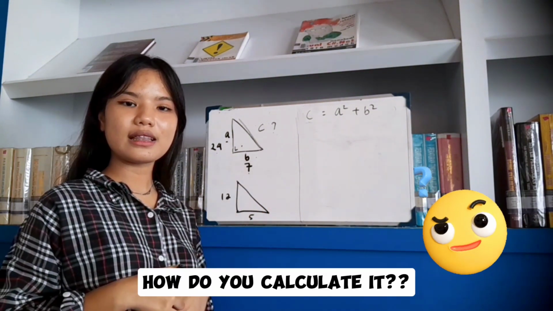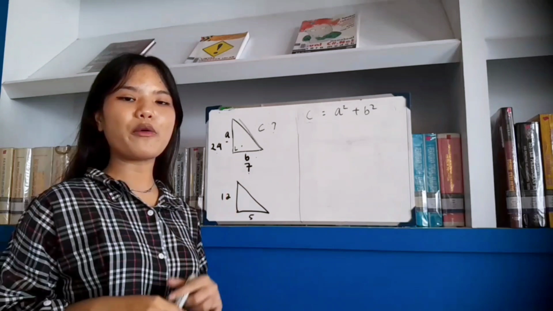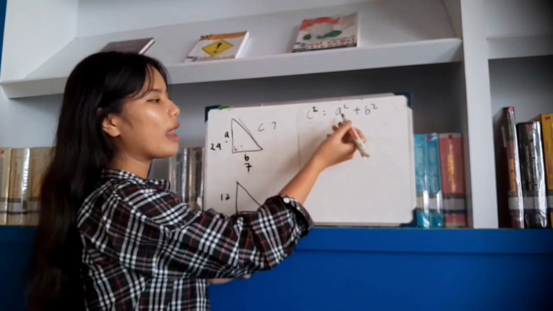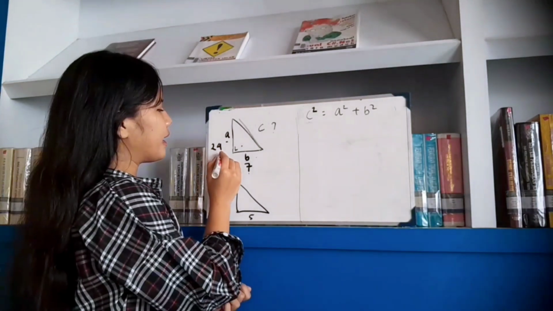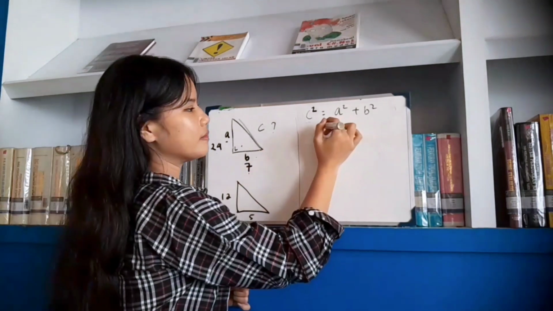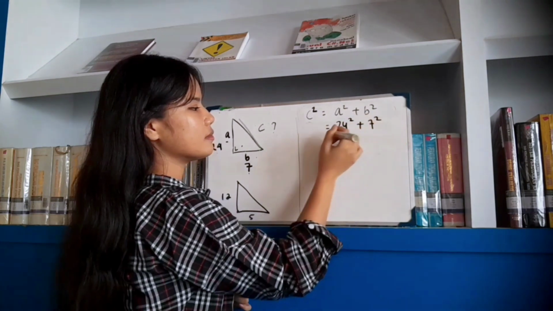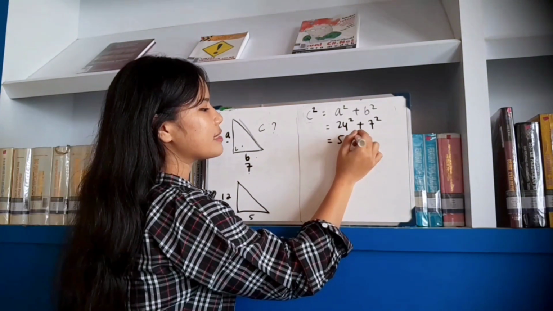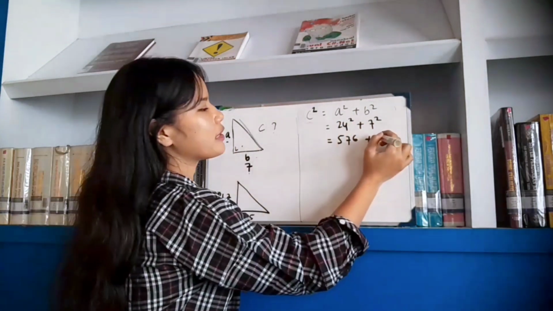How do you calculate it? It's very easy. You just have to memorize the formula: C squared is equal to A squared plus B squared. When A is 24 squared, B is 7 squared. 24 squared is equal to 576 and 7 squared is 49.